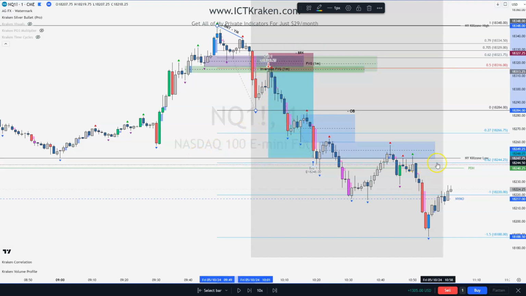I aimed for the New York kill zone. We got 65 handles out of it, $1,300 on one mini. Amazing trade. Had you left a runner like we just talked about, you could have got 125 points out of this trade during this whole hour. And that was your silver bullet trade for Friday, May 10th, using the Kraken Silver Bullet Pro and the Kraken suite of indicators.